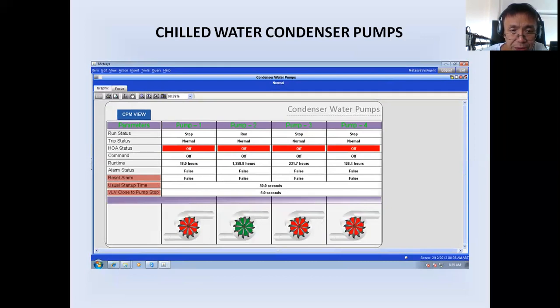Now the condenser water pumps, again, this is the condenser pump that is pushing the condenser water to the condenser circuit of the chiller, or pulling the condenser water back from the cooling tower to the condenser side of the chiller. Okay, the same control and monitoring points: run status, trip, hand up status, command, runtime, alarm status. So these are the basic control and monitoring points for pumps.